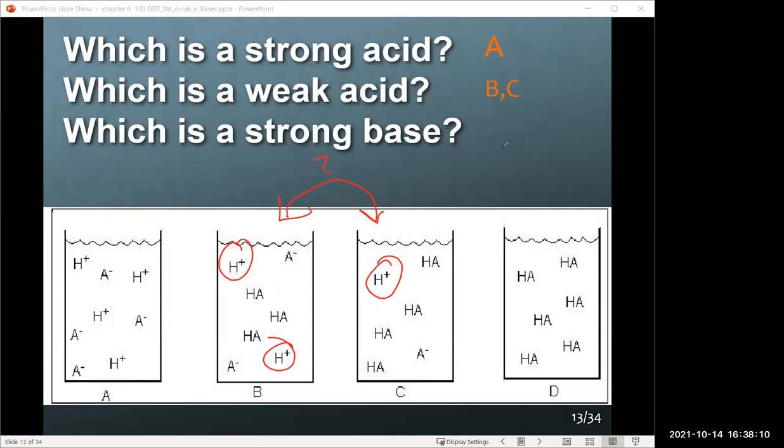And so we have a range of acidity, and we're going to learn that here when we talk about the pH range. And then the strong base, well, there's nothing here. There's no strong base because there's no hydroxide being created, okay?